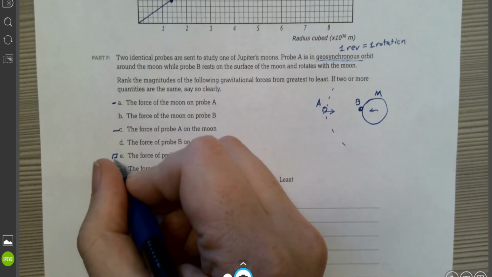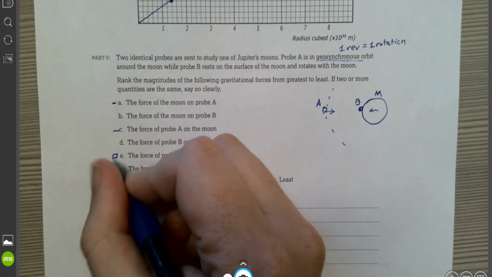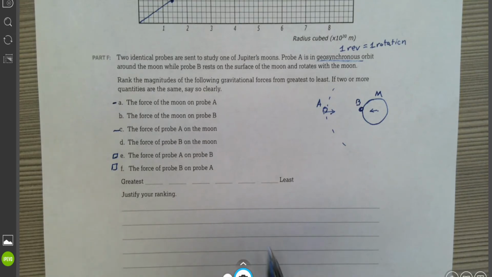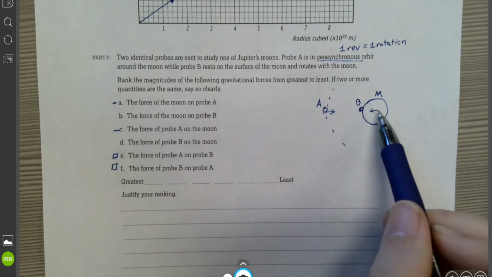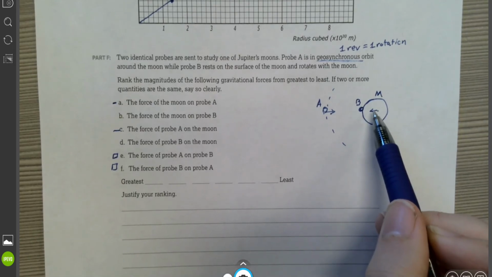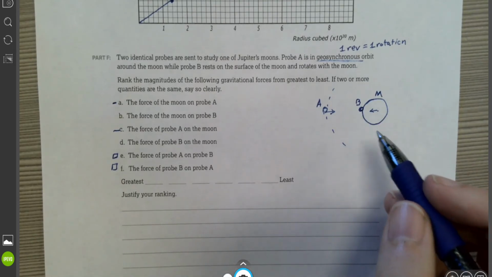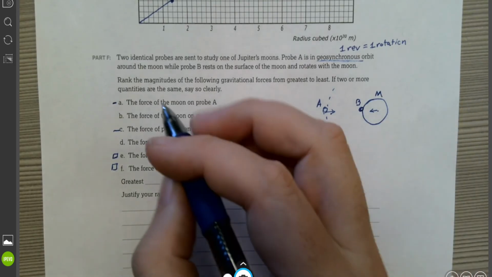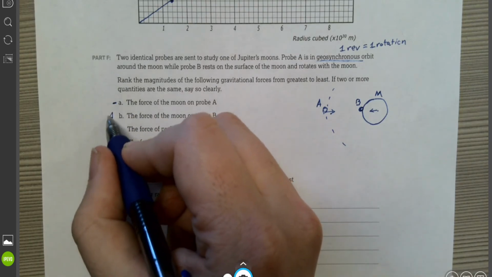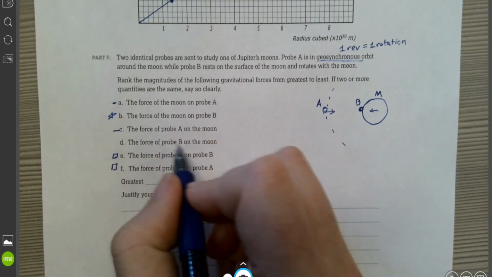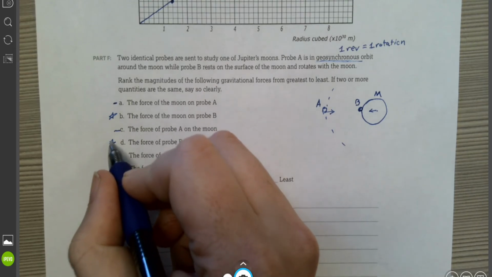So I'm going to put the square around those to show that both of those are equal to each other. And let's see, the moon and B share a Newton's third law pair relationship with each other as well. So the force of the moon on B, which I'll put as a star, should be the same as the force of probe B on the moon. That's also going to be a star.